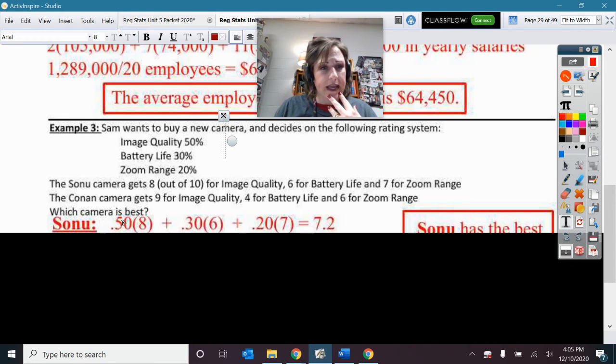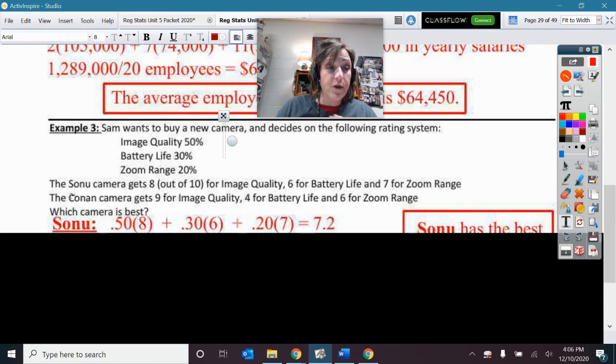So I have that here, 50% for the image quality, which Sonu got at 8, plus 30% is the weight attributed to battery life, and Sonu got a 6. 20% is the score attributed to the zooming capabilities, and Sonu got a 7 for that. So its overall score is 7.2.